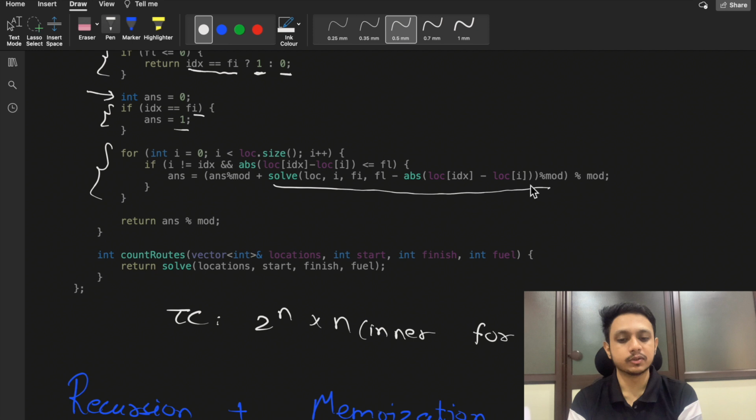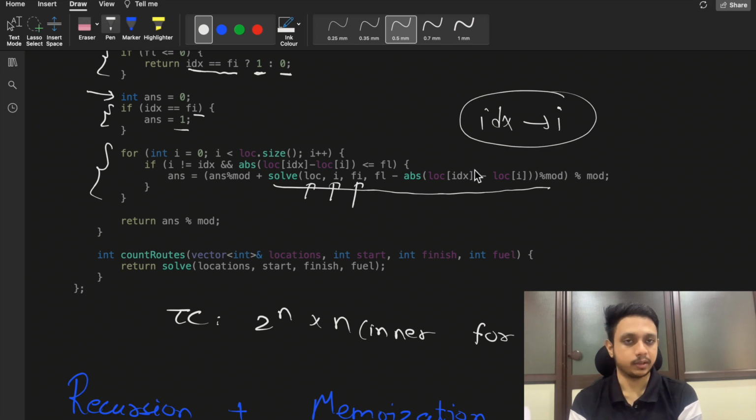This is the recursive step where we pass locations and the next city. So this is the city I; from city idx, we are trying to move to city I. Okay, so this is our new index. The finish city would remain the same. Now the fuel would change, so we are subtracting the fuel required to traverse from idx to I, so this is the fuel we are subtracting, right? And then we are trying to make a recursive call for I. So this is a recursive call for I.